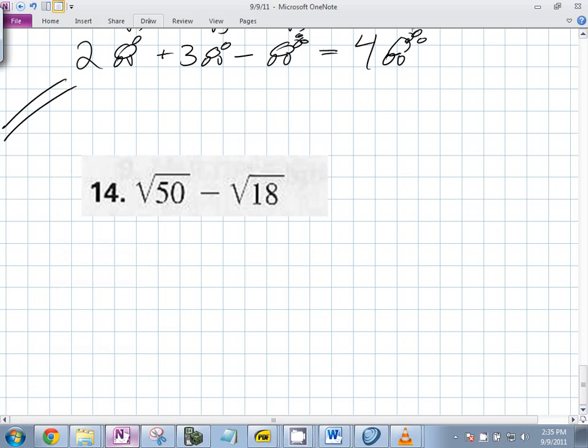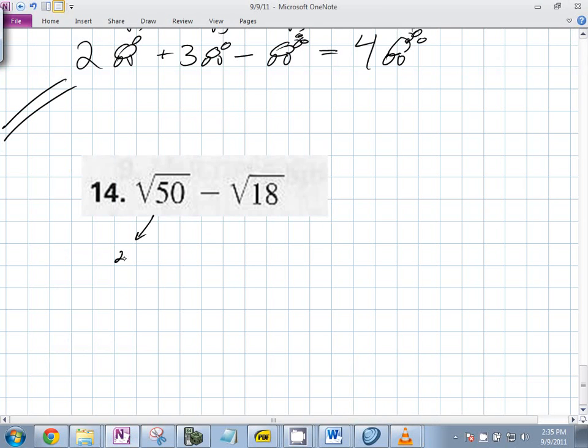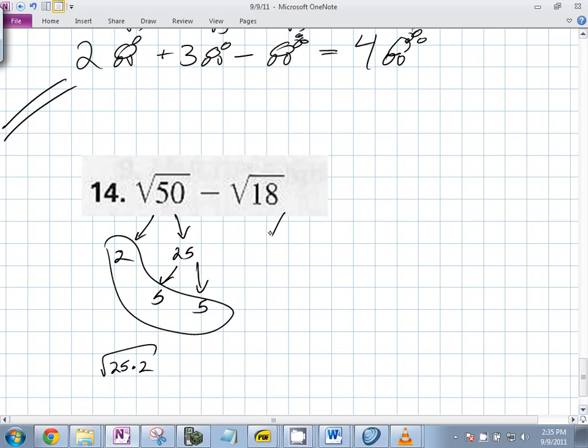So 50. The best way you can go about this, you're looking for square factors. Sometimes they're hard to find. This is what I do. I make factor trees. I do this to this day. What's the easiest number to take out of 50? 2. What's left? What can you take out of 25? What's left? So the factors are 2, 5, and 5. So what's a square factor? 25. So root 50 is the same thing as root 25 times 2. What about 18? We're not done yet. What can you take out of 18? 2 and 9. What's 9? 3 and 3.